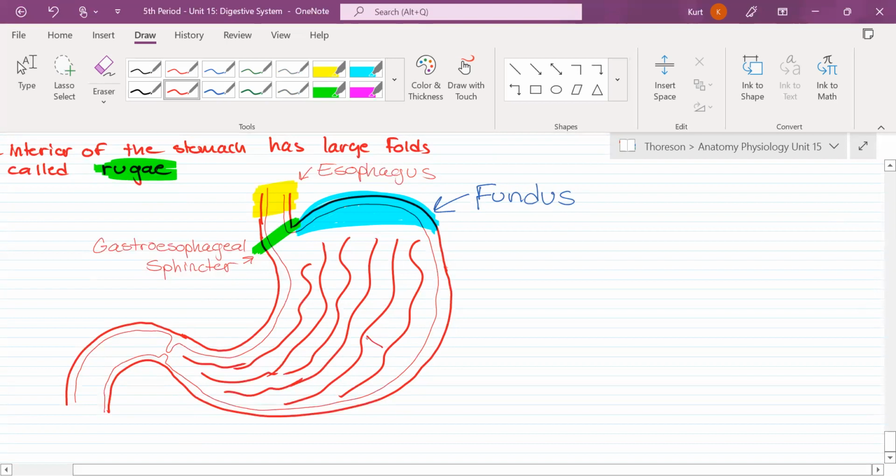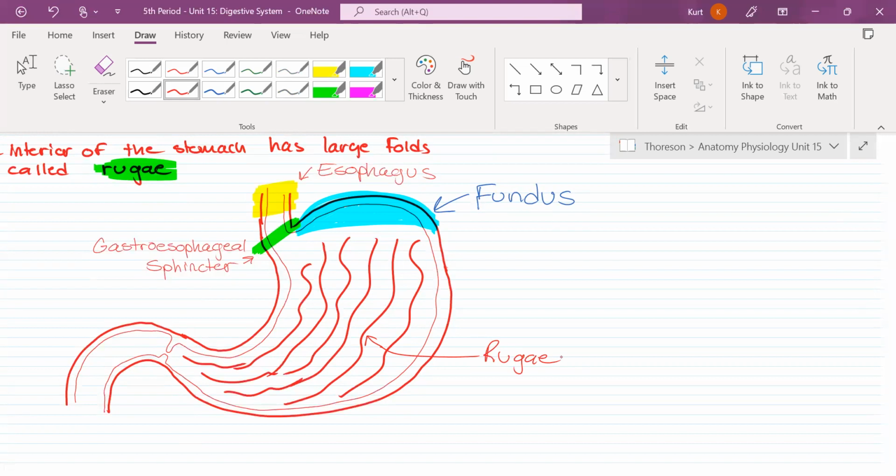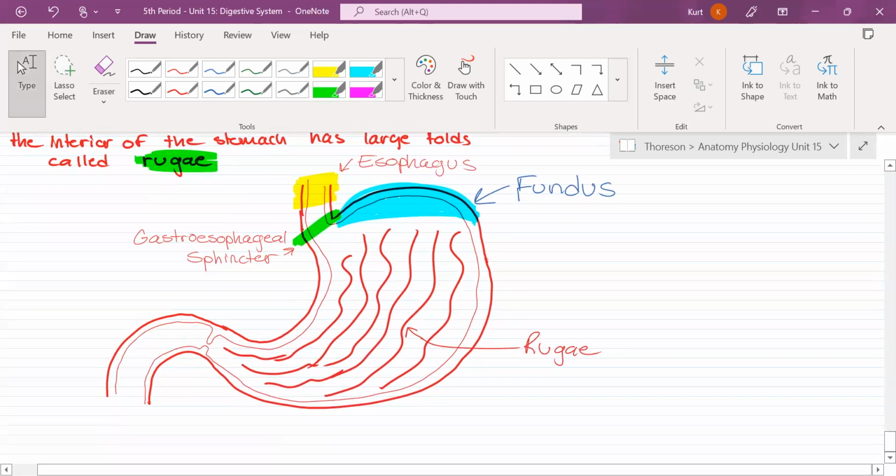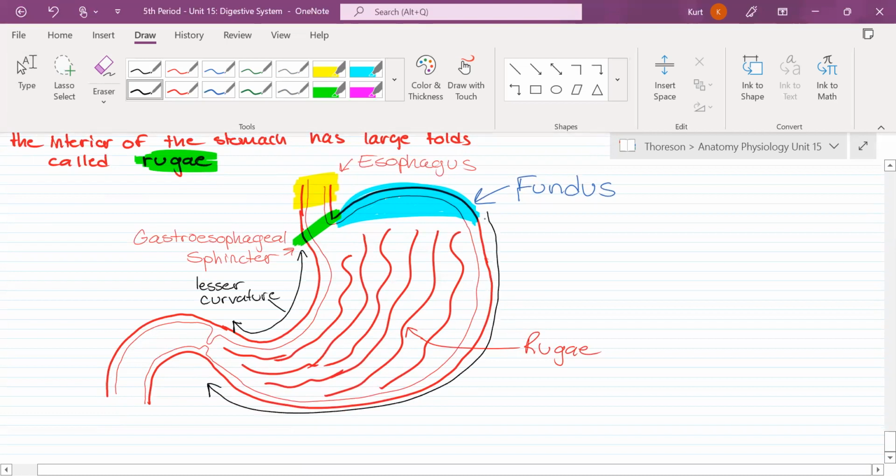And what are these folds on the inside of the stomach called? Rugae. Okay, we're almost done with our little diagram. This portion of the stomach, which is kind of like the inside where it bends, is called the lesser curvature, where it curves, obviously. And then this part over here on the opposite side is the greater curvature.